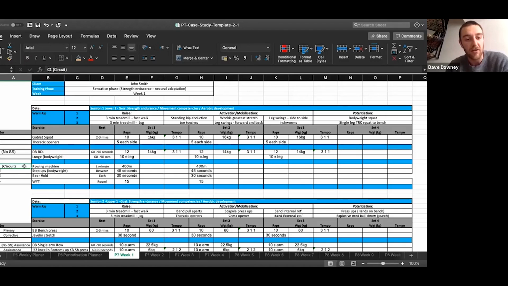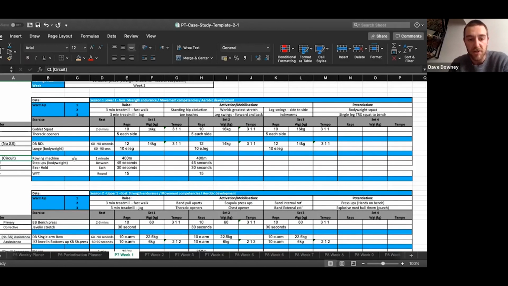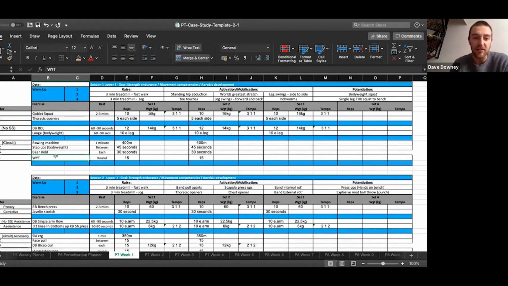If we move then into our accessory work, we know that John wants to target his general fitness, so he's nice and strong and fit for his kids. So we're going to look at rowing machine, 400 meters, step ups, body weight. This is actually a little bit of proprioception work in here because it's unilateral. We'll do 40 seconds work of that. We'll target some core work here with a bear hold, and then we'll target his T-spine and shoulder stability with the WYT work here. So we're encompassing John's goals in this accessory work, and we're also targeting his general fitness. Just 2 sets to begin with, but we will increase that as we go on.